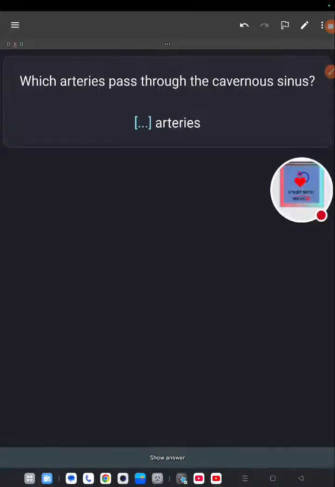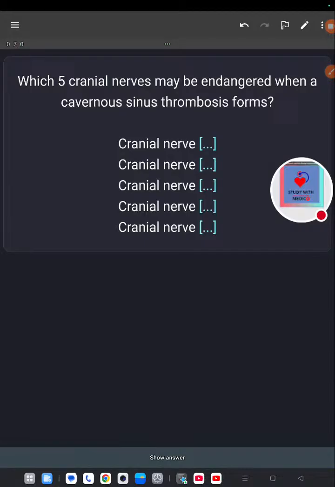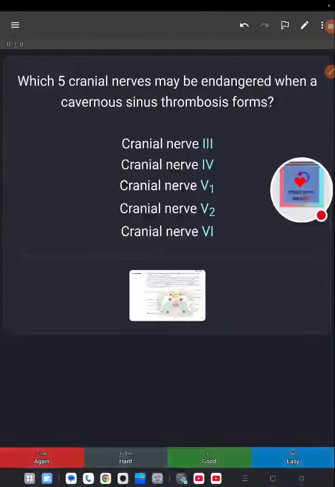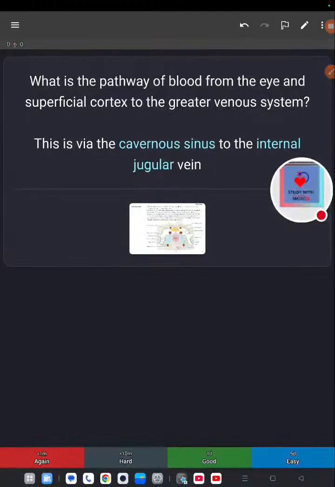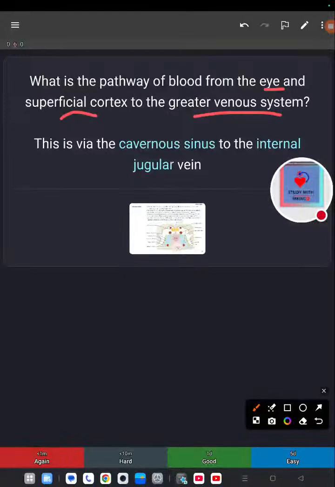Okay, which arteries pass through the cavernous sinus? The internal carotid artery, the cavernous part, right? Nerves 3, 4, 5 (V1, V2), and 6. Okay, but the third branch of the fifth is not there. What is the pathway of blood from the eye and superficial cortex to the greater venous system? It goes to the cavernous sinus, then to the internal jugular vein.